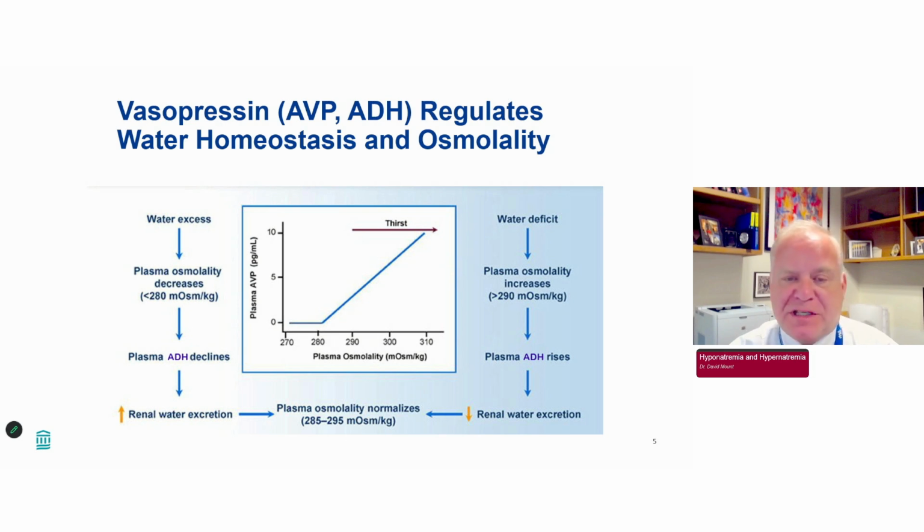So one key principle is that vasopressin, or AVP or ADH, antidiuretic hormone, regulates water homeostasis and osmolality. Classically, textbooks show this slightly inaccurate picture showing that thirst increases slightly to the right of vasopressin in relation to osmolality. In reality, it seems like they're actually concomitant and track pretty well. So if you have a water excess, plasma osmolality decreases, plasma vasopressin declines, and you increase water excretion, and so on and so forth.